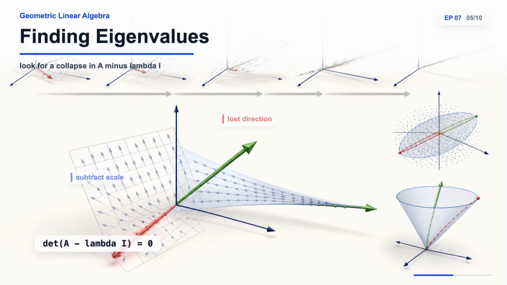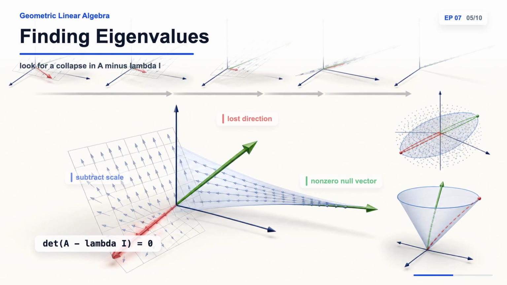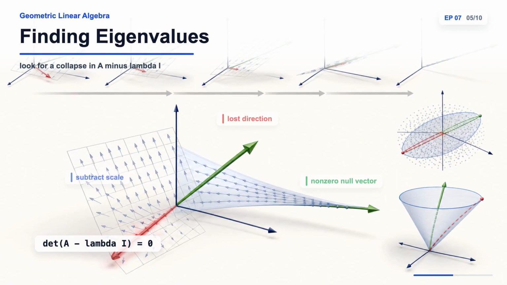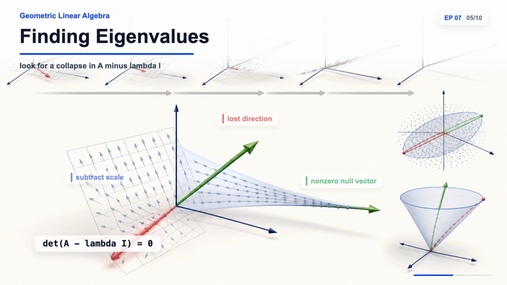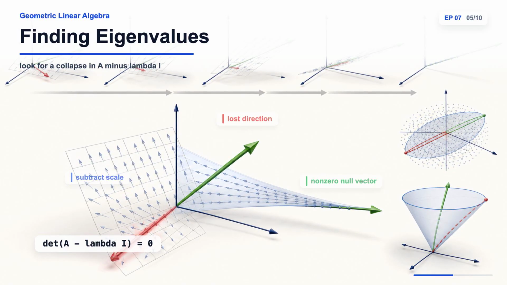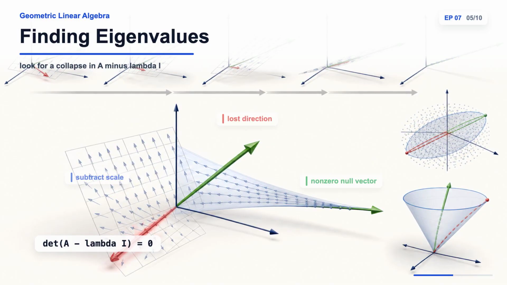The equation AV equals lambda V can be moved to one side. That gives (A minus lambda I) applied to V equals 0. For a non-zero V to exist, the matrix A minus lambda I must collapse some direction. Geometrically, it must have a non-trivial null space. For a square matrix, that is the same as saying its determinant is 0. So the characteristic equation searches for the values of lambda that make a direction disappear.